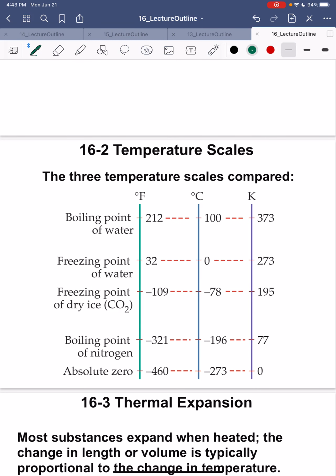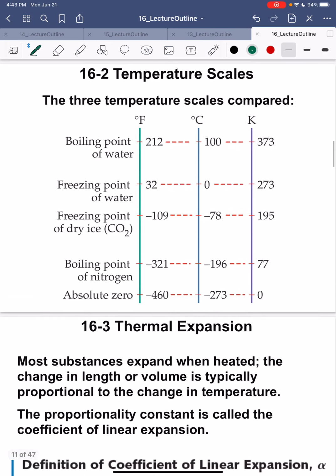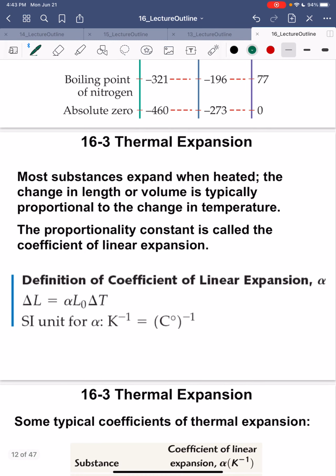Here are the three different temperature scales: the Fahrenheit, the Celsius, and the Kelvin, showing you different temperatures like the absolute zero, the boiling point of nitrogen, the freezing point of dry ice, the freezing point of water, and the boiling point of water.